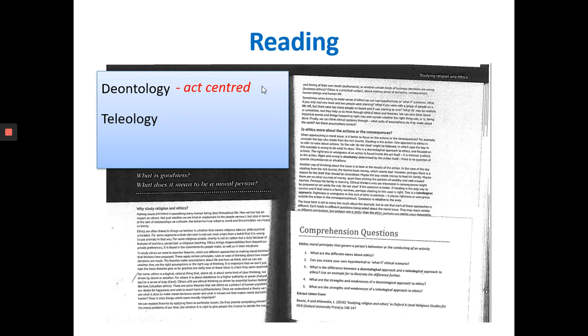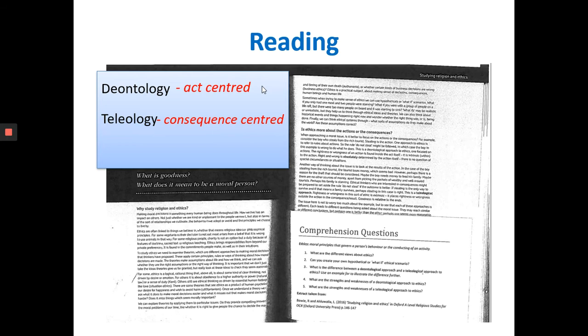On the other hand, you also have teleology. Now, this approach is the complete opposite to deontology. Teleology is all about the consequences. So, what is good isn't based on the act itself, but it's based on what the act produces. So, what does the act result in? A deontologist will say murder is always wrong. Well, a teleologist will say, well, what if murder would bring about the greatest good for the greatest number?